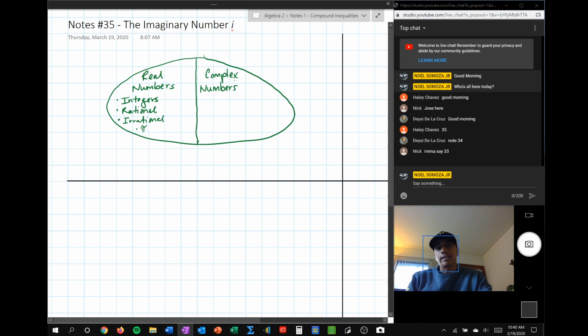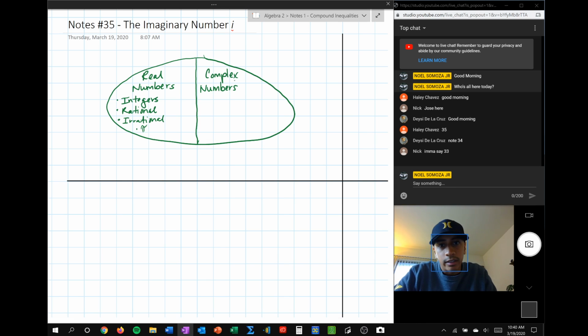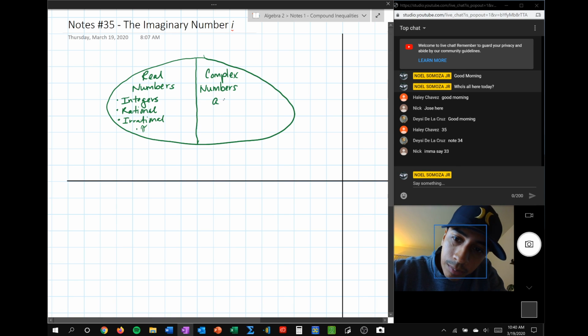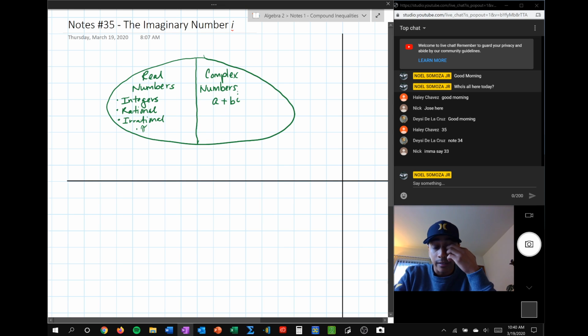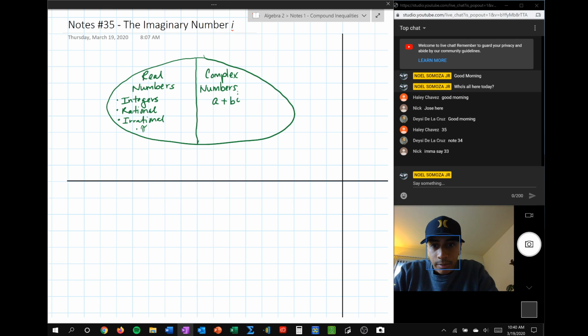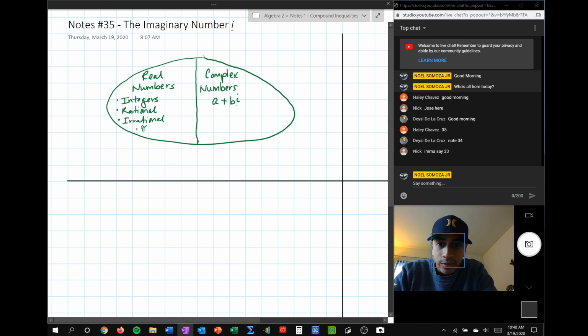Okay, and the complex numbers is a set of numbers that we're going to take a look at later, actually the next lesson, and they come in the form a plus bi. Now a and b can be any number, but notice that right next to b there's an attachment there. There's the i.